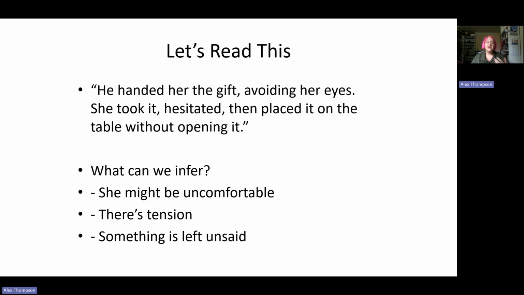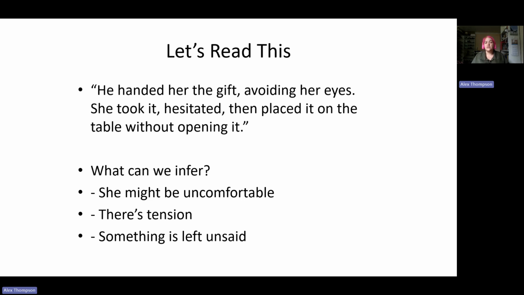Now, in order to explain that, if we read this sentence, it says, he handed her the gift, avoiding her eyes. She took it, hesitated, and then placed it on the table without opening it. So what can we understand from that? We can read the obvious: he gave her a gift, she took it. But what do we understand about their emotions at that time based on what it describes about their body language? So he is giving her a gift but not making eye contact. She is taking it, she waits, and then she puts it on the table. She doesn't open it. So again, what does that tell us about their emotions?